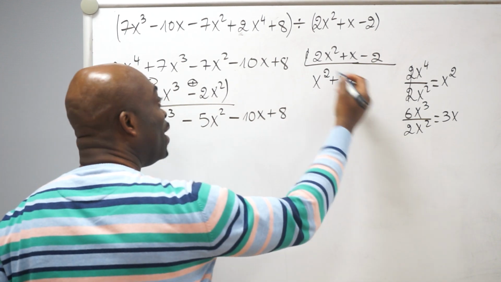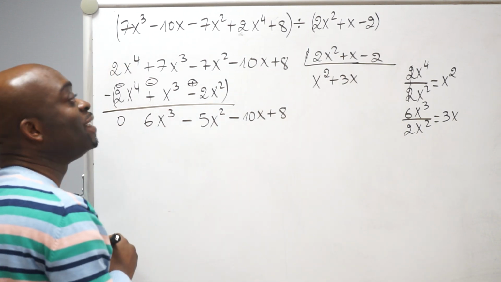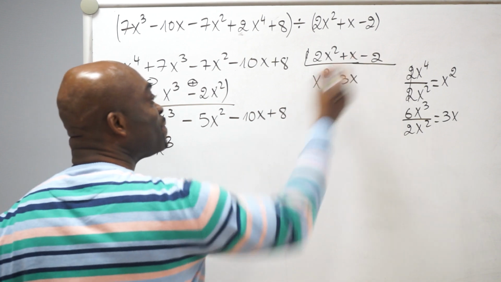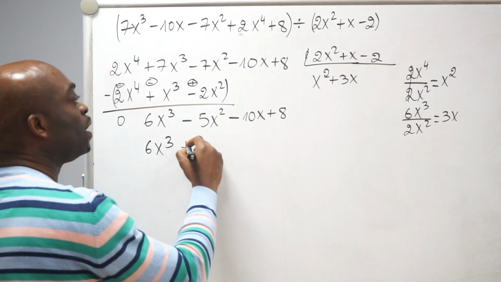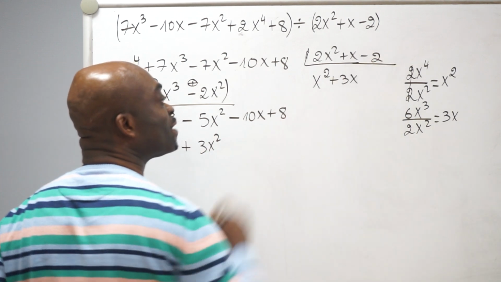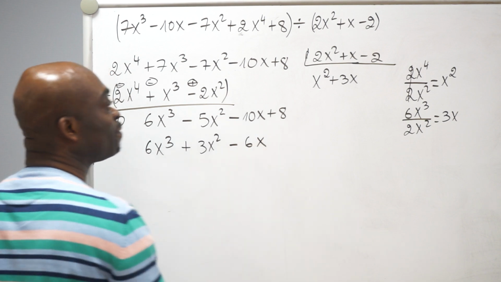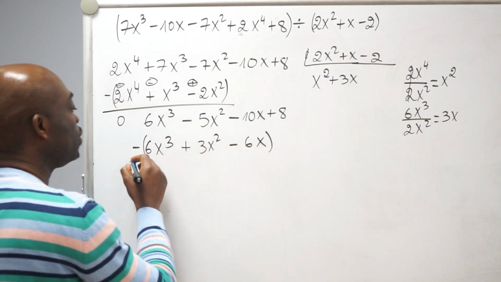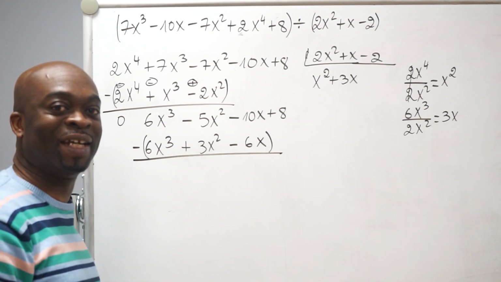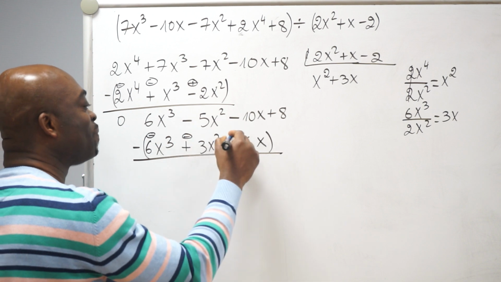So we take that now and multiply the whole divisor. 3x times 2x gives us 6x to the third. And then 3x times x gives us plus 3x to the second power. And then 3x times negative 2 gives us negative 6x, right? And then also we subtract as usual. Everybody good so far? You guys following? Don't fall asleep on me now. Okay? So then this one is negative, this one is negative, this one is positive.